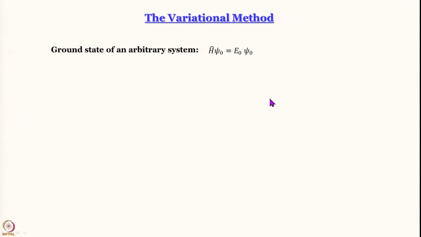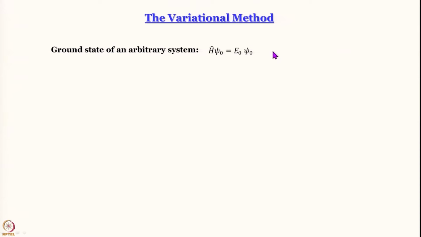But to start with, let us say we have an arbitrary system, and the ground state of that arbitrary system is associated with this Schrodinger wave equation H psi 0 equal to E 0 psi 0, alright. Right now we are going to talk only about ground states.